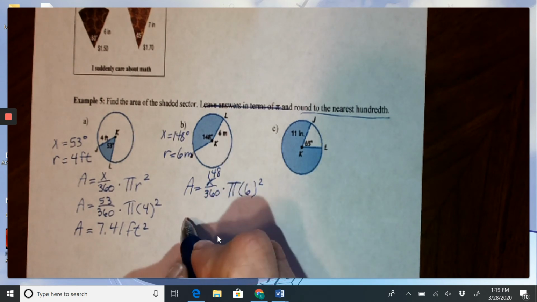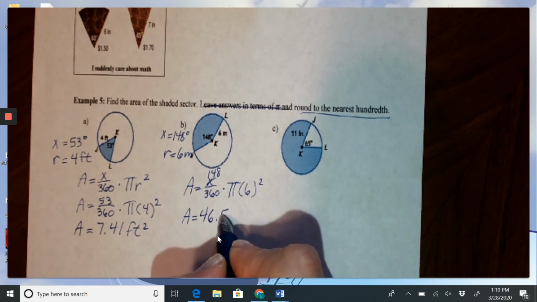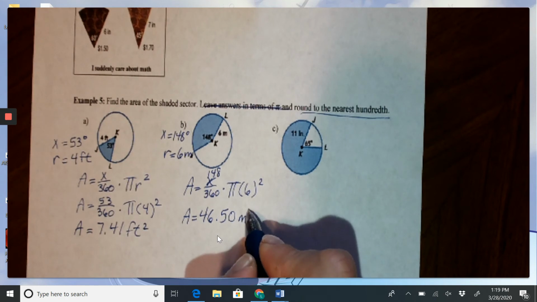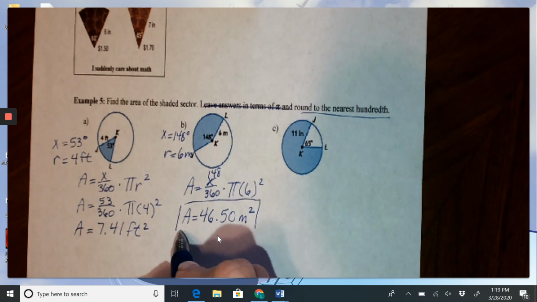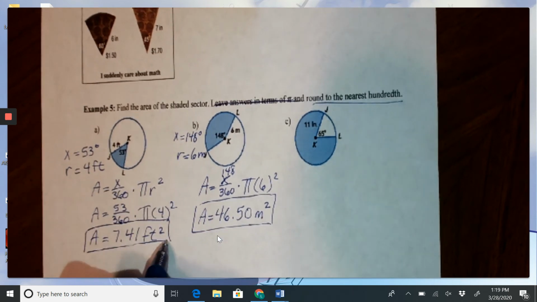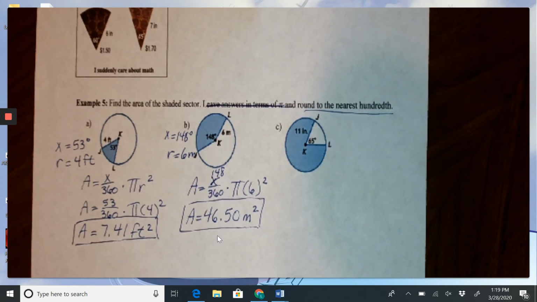When we plug that into our calculator, we get 46.50, which is what it rounds to the nearest hundredth. And that's, again, meters squared. So here is our area for that. Sorry, I think that I did this earlier, so I'm pretty sure it rounded to either 40 or 41. I'm not sure. I plugged it into my calculator earlier.